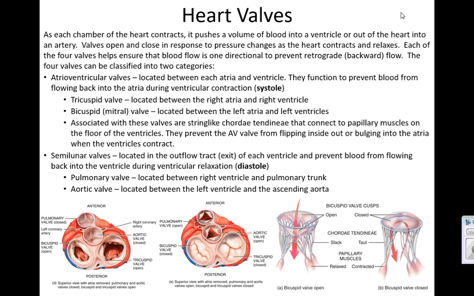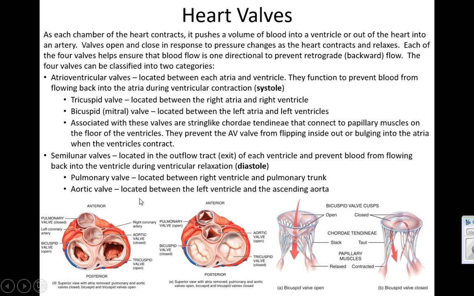We classify the four heart valves into two categories. The two atrioventricular valves are associated with the atria and the ventricles, hence their name, atrioventricular. You have a tricuspid, which we can see here closed, and it has three flaps, hence the name tricuspid. It is located between the right atrium and the right ventricle. It is also known as your right atrioventricular or right AV valve.